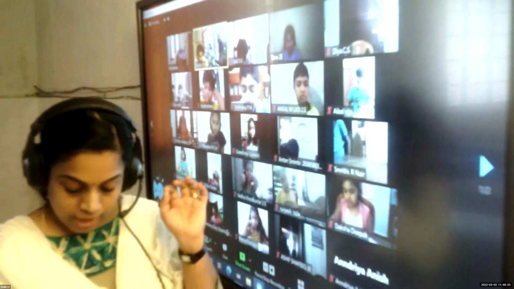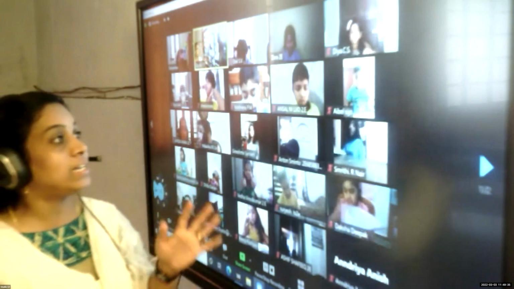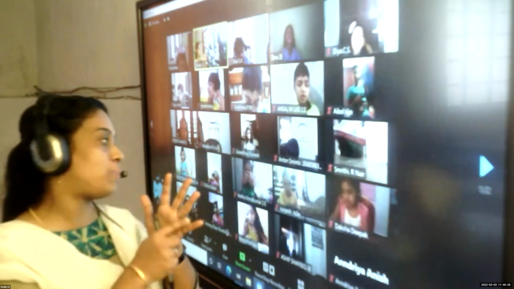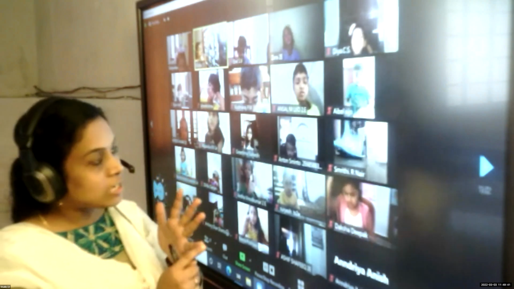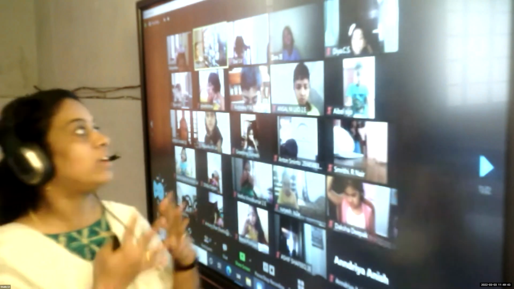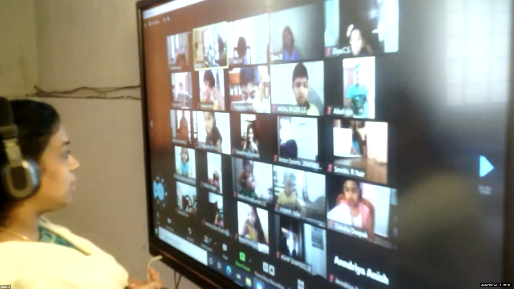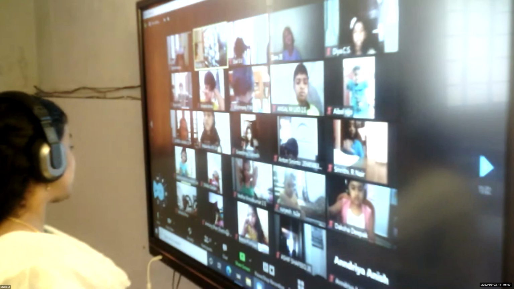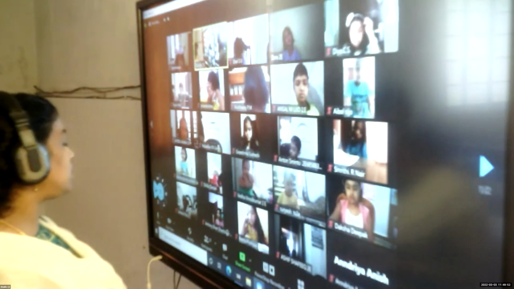So we need to find the length of the blackboard in centimeter. She got only the hand span. How many hand spans? 8 hand spans. So 8 hand spans means how many centimeters? That we have to find out. Page number 32 in your workbook.